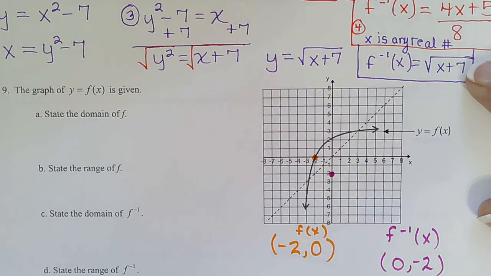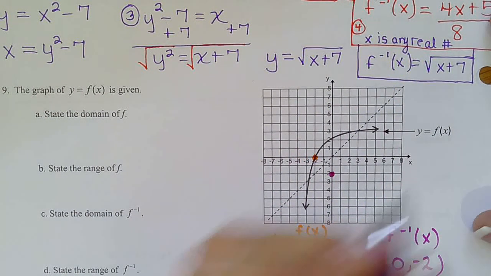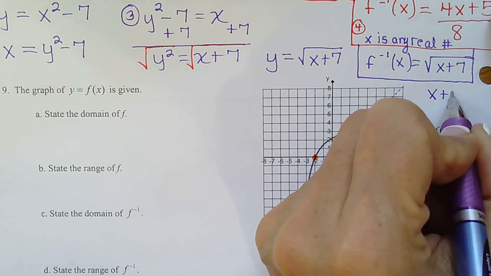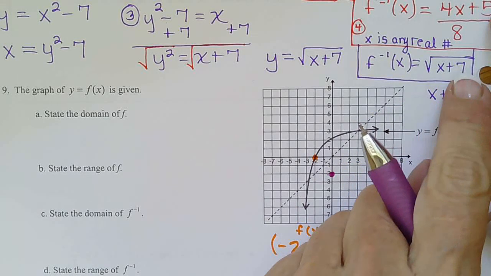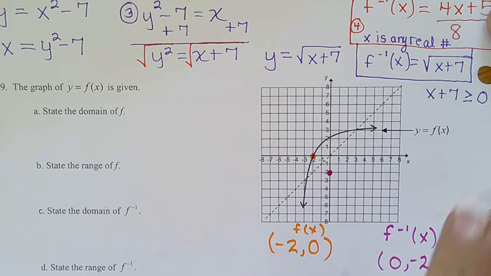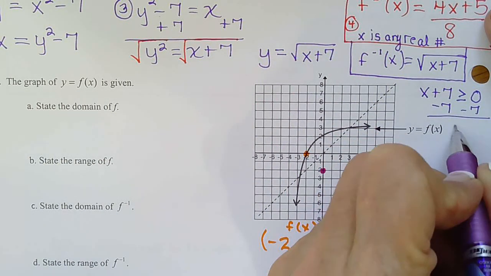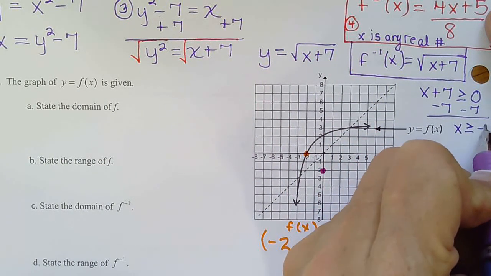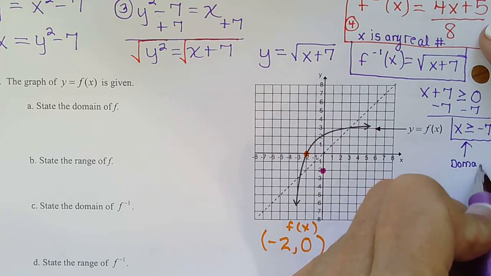So x plus 7 must be positive or 0, because if I put a negative under a square root, I get imaginary numbers. So for it to be positive or 0, I write greater than or equal to 0. So x plus 7 greater than or equal to 0, because a negative would produce an imaginary number. Subtract 7, subtract 7. So x is greater than or equal to negative 7. So that would be the domain of f inverse of x.